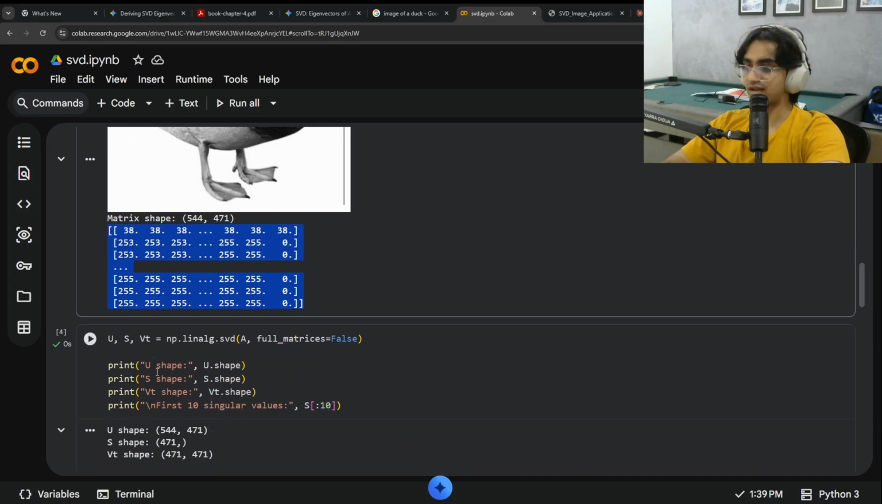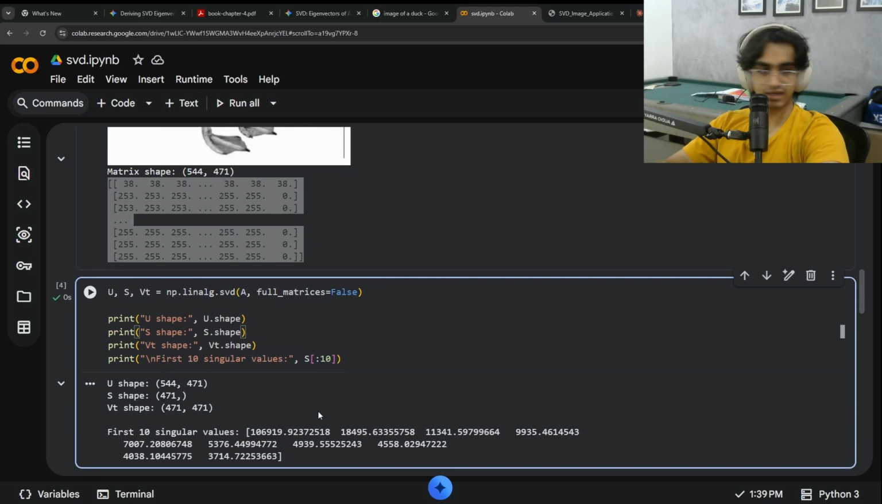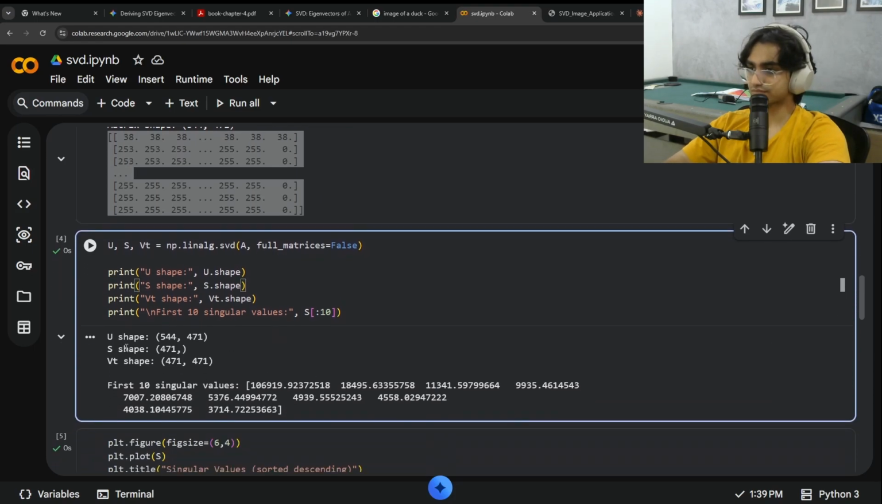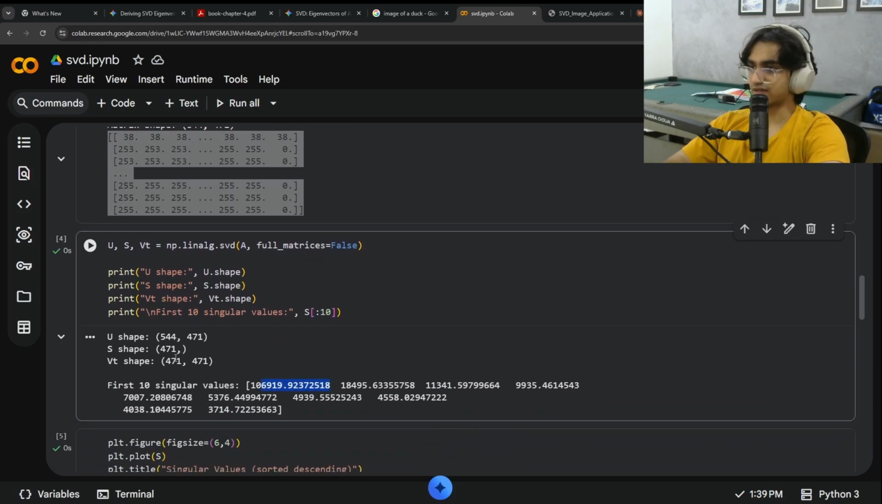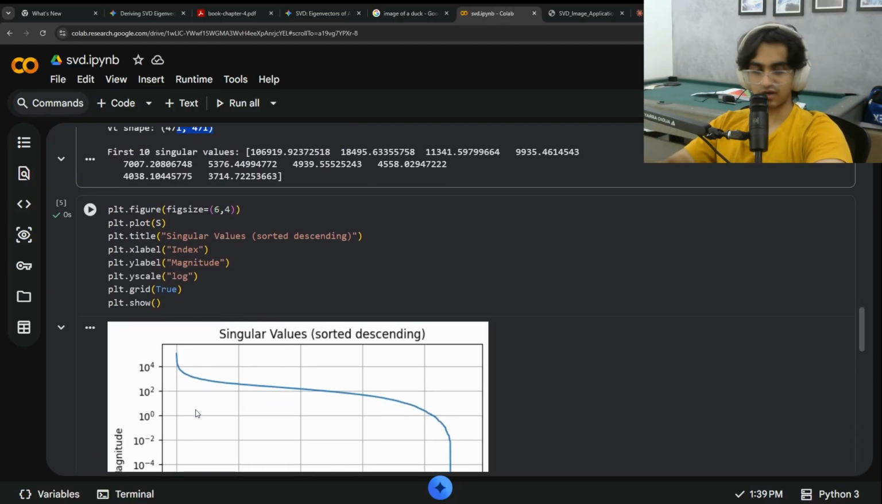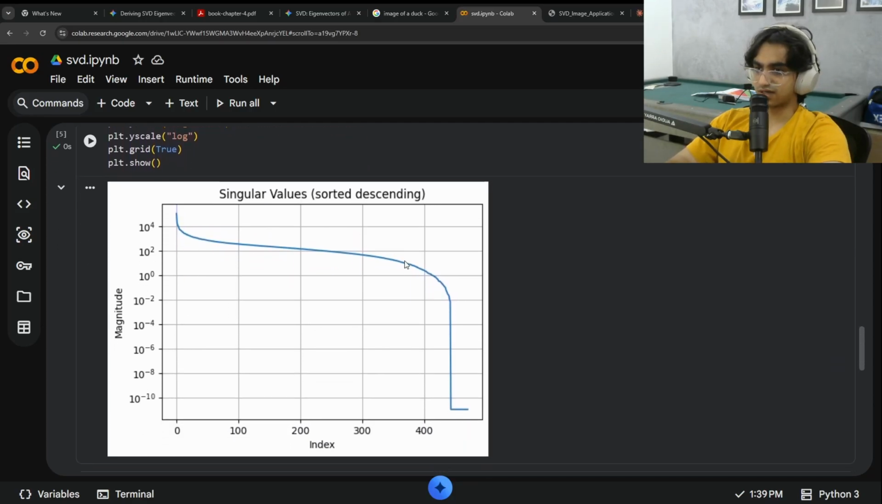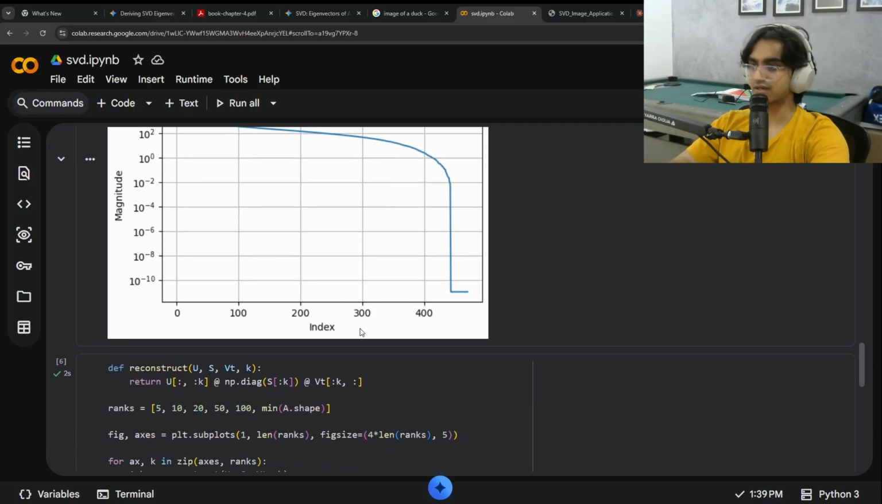We're going to do singular value decomposition. This can be achieved using this code. I'm just going to print out the shapes. And these are the first 10 singular values. So we got U as 544 by 471, S is 471, and this is 471 by 471. Now, if we plot the singular values, we can see that once we've sorted them, beyond a certain point it doesn't affect it that much. The values are too insignificant.